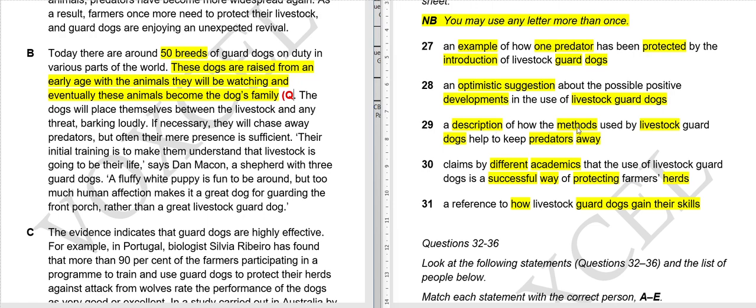A description of how methods used by livestock guard dogs keep predators away. Is this the answer? Claims by different academics that livestock guards are used in a successful way of protecting farmers' herds. There is no claim by different academics, nothing like that. A reference to how guard dogs gain their skills. Yes, this could be our answer.